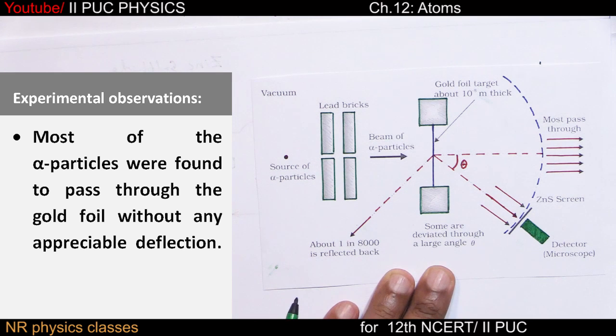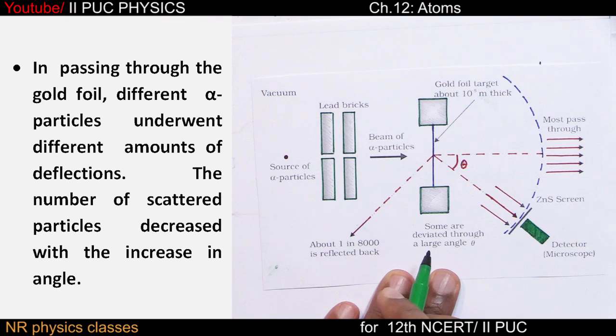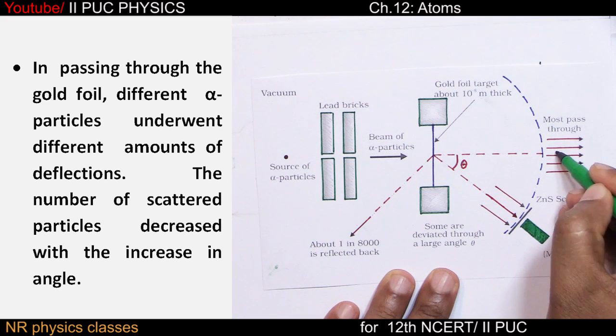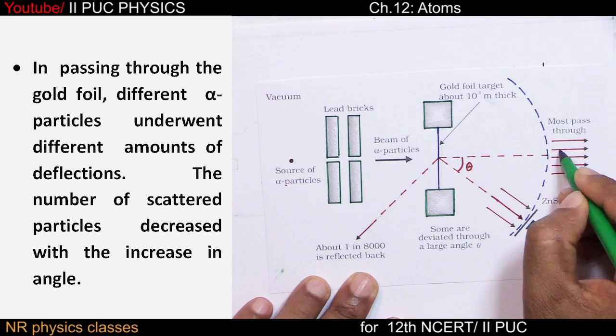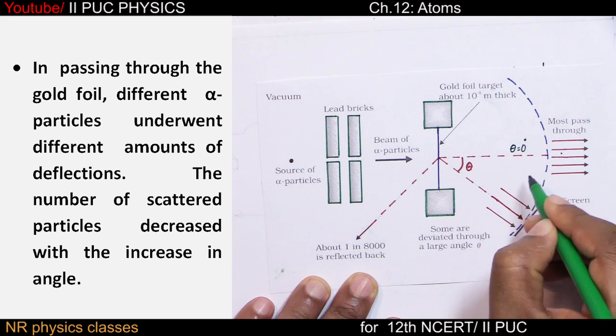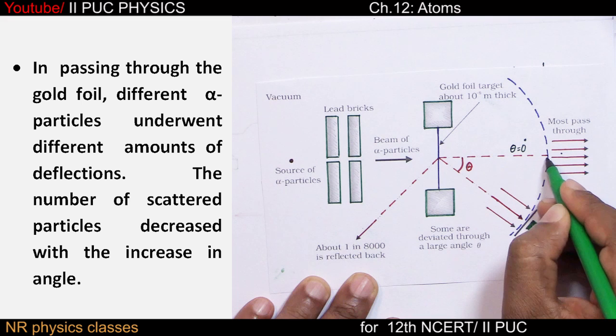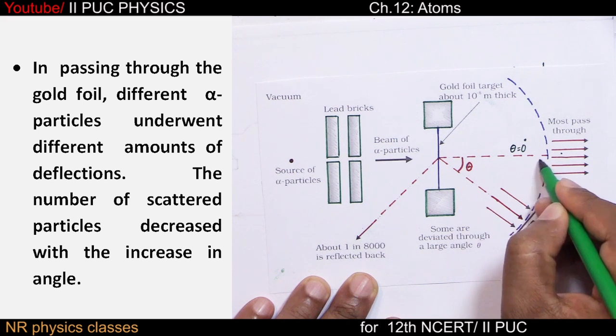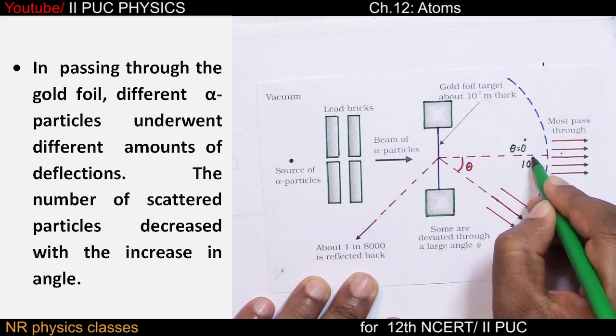Now, second observation. In passing through the gold foil, different alpha particles underwent different amounts of deflections. The number of scattered particles decreased with the increase in angle. Detector is here, it records maximum number. It detects maximum number at theta equal to 0 degree. There could be as high as 10 power 7 alpha particles.